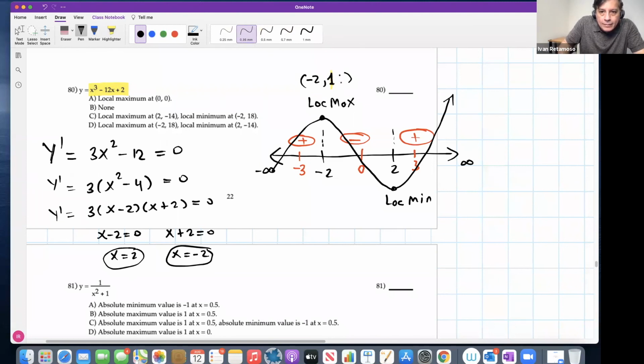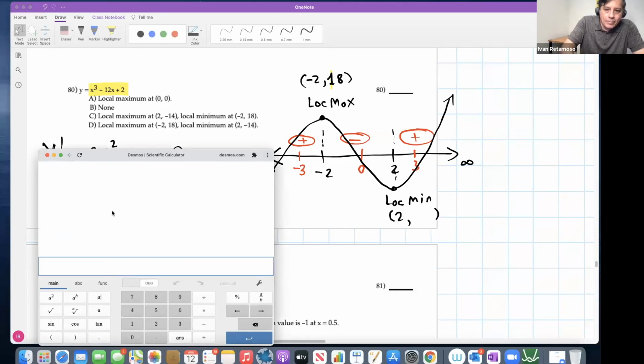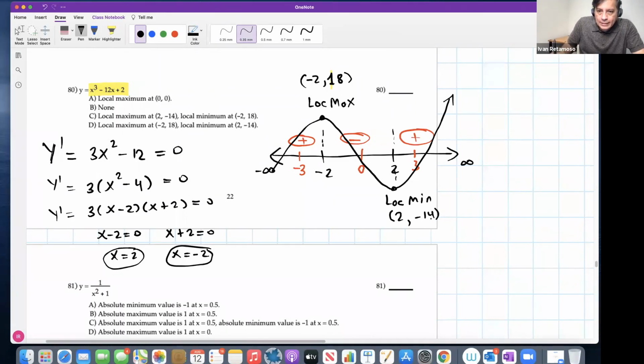And the partner of this guy, 2. So again, you take the function and plug 2 into that function. 2 cubed minus 12 times 2 plus 2. And you get -14, right? So this one is -14, and this is there, right? (-2, 18) and (2, -14), the partner of 2. This one, right? Very good, guys. Very good.